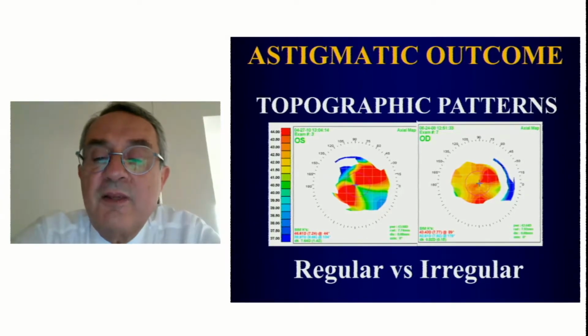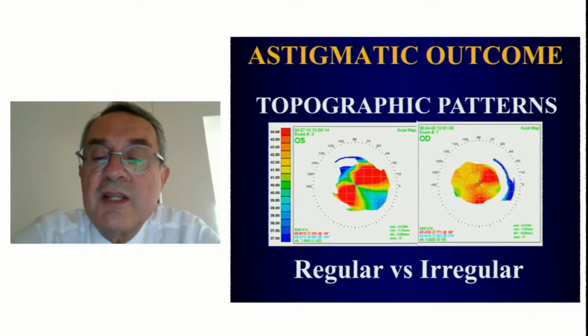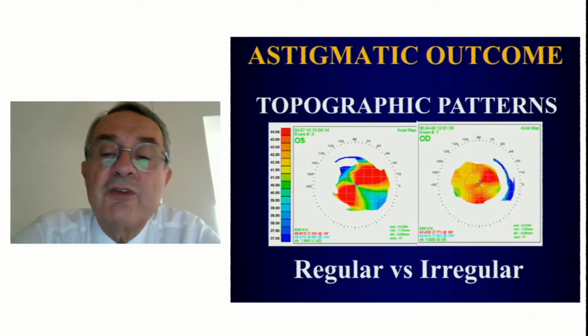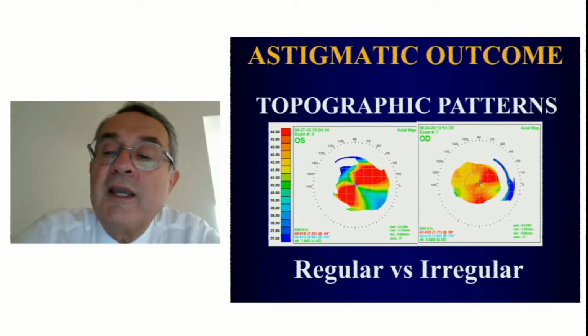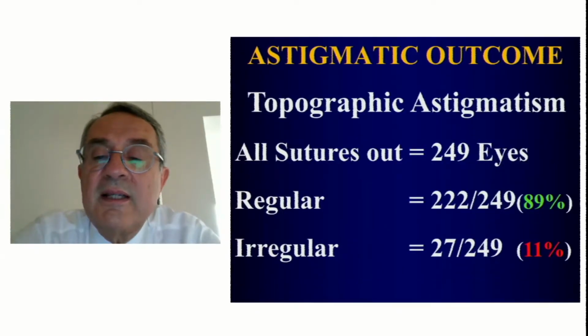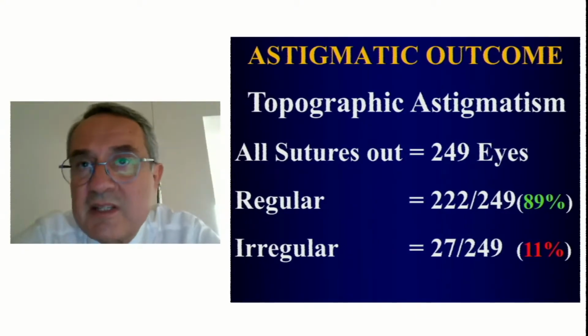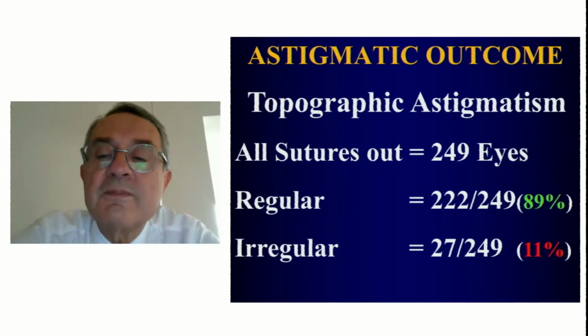Interestingly, if we compare regular versus irregular astigmatism, you see a typical example of regular on the left and irregular, with the two halves of the sand cloth not on the same line. Next. We see that most of the patients have regular astigmatism, which is nice because even if it's of relatively higher degree, it can usually be corrected much better.